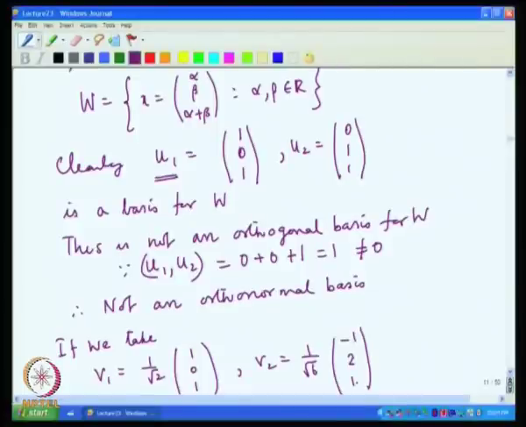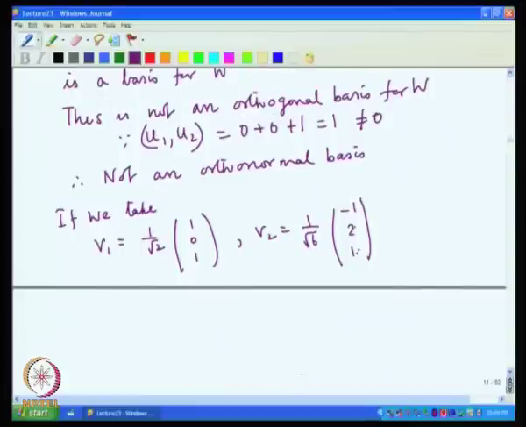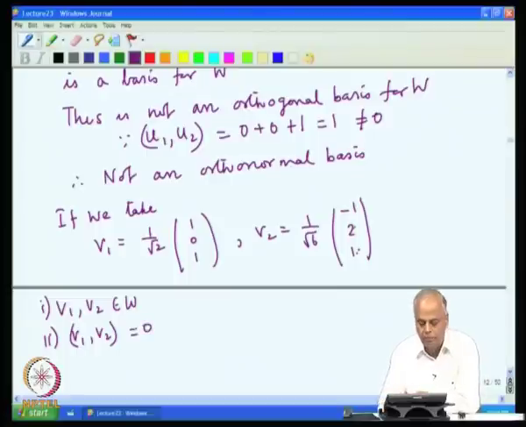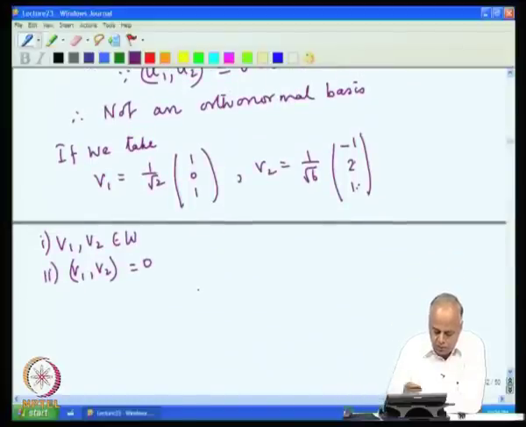Why? First of all, if you look at (minus 1, 2, 1), the third component is the sum of the first and the second, and therefore, this vector belongs to W, and any multiple of it will belong to W, and therefore, V 1 and V 2 belong to W. That is the first thing that we observe. Secondly, V 1 and V 2 are orthogonal to each other, because minus 1 plus 0 plus 1 is 0. So, the dot product is 0.